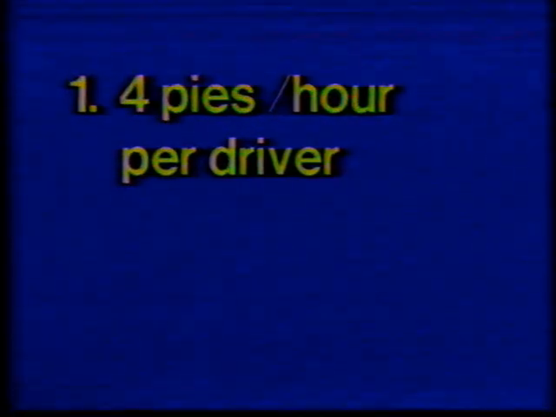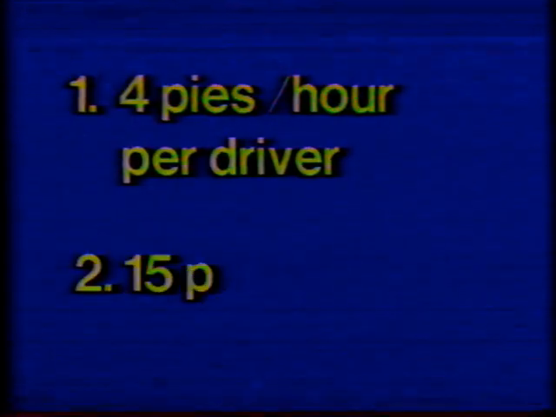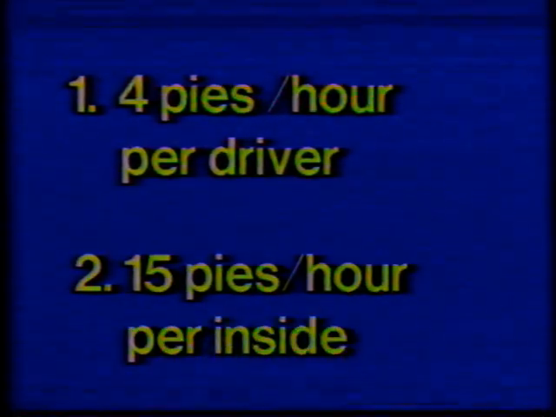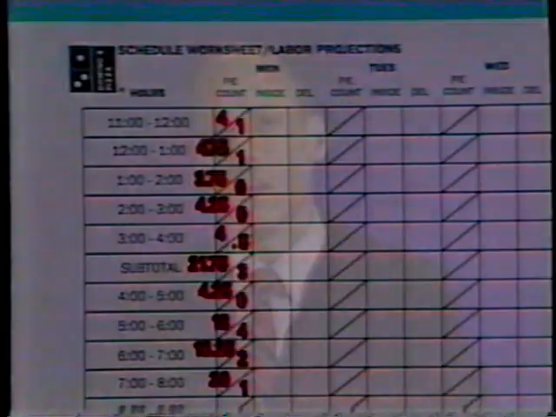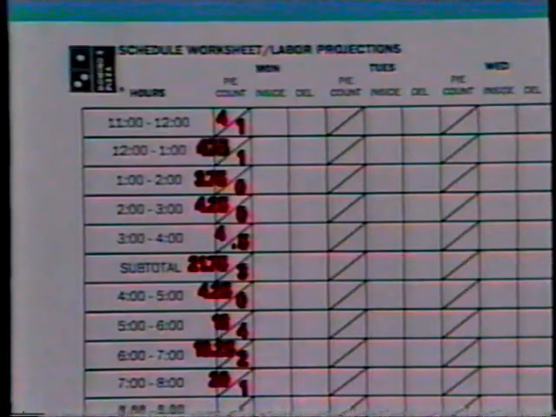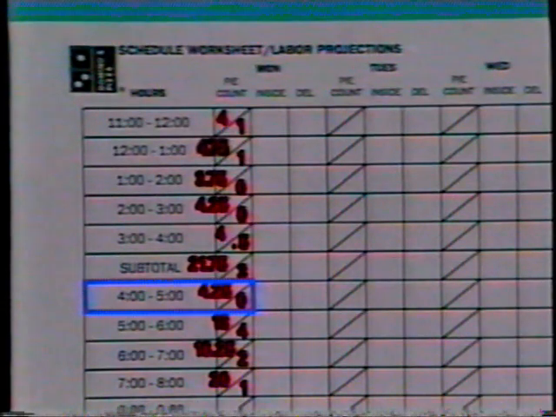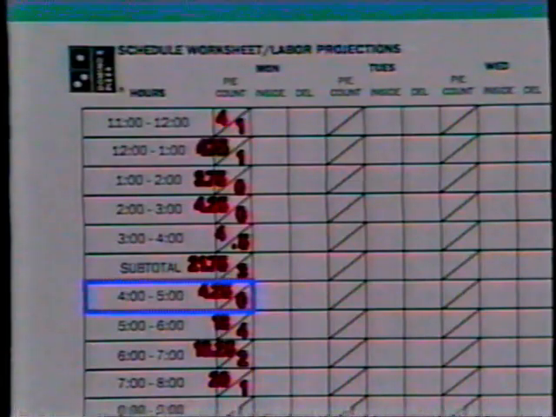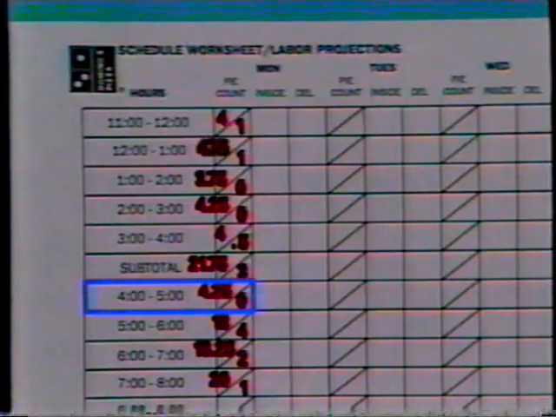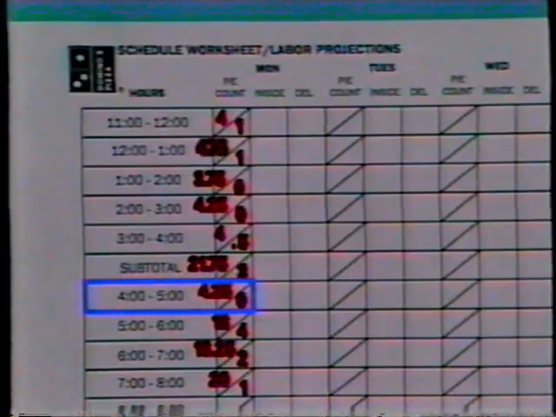As I previously mentioned, we will be using the average 4 pies per driver per hour and 15 pies per in-store personnel per hour. Let's return to our weekly schedule worksheet and notice that on Monday, the average number of pies that we have projected between the hours of 4 and 5 o'clock is 4.25. We have also projected that we will most likely encounter no carryouts during that hour. This means that we will need to have at least one person inside and one driver delivering during that hour.